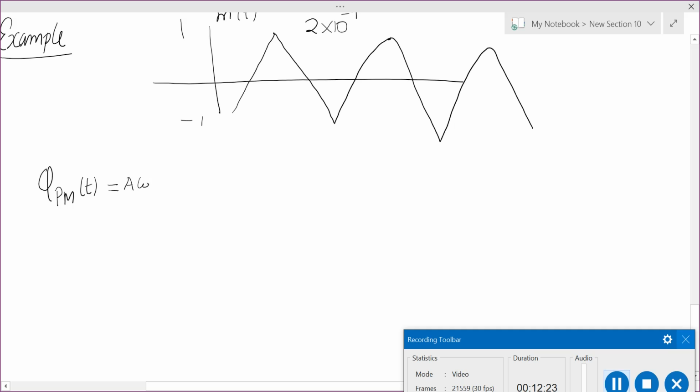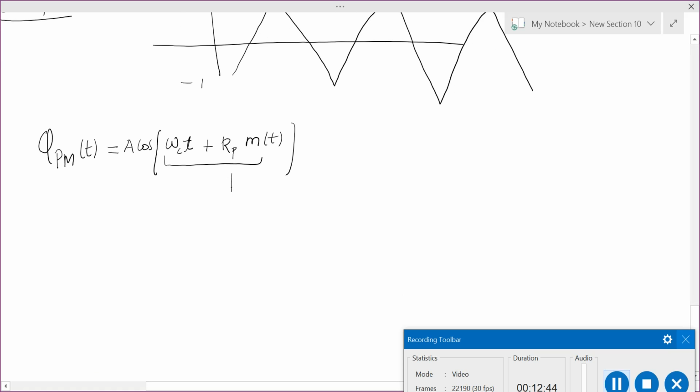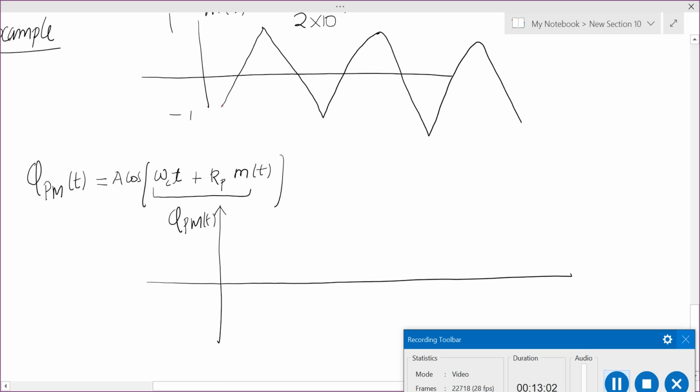To look into that, here is the mathematical expression: A cos of omega ct plus k p m of t. Now look at it. As m of t increases, this phase and hence the frequency will increase. Hence the fluctuations in cos will increase as m of t increases, and decrease as m of t decreases. So we can draw the phase modulated signal as follows: initially m of t has a low, negative value, so the initial frequency of this wave will be slightly low, right?